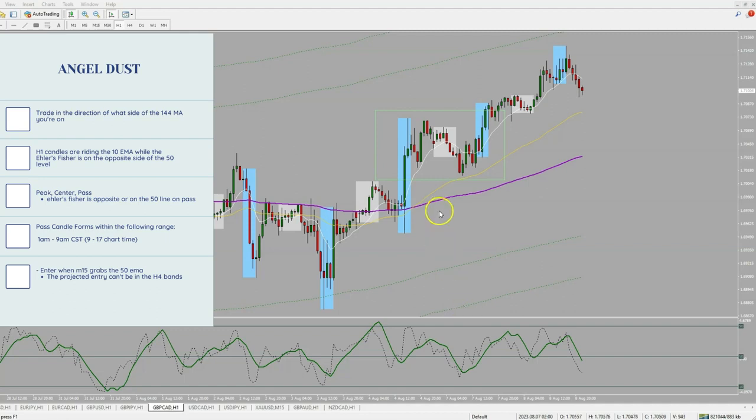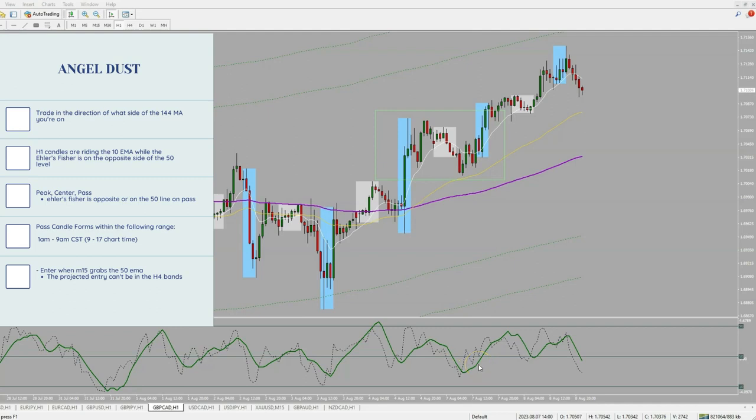All right, so the next rule, we want H1 to be coasting along the 10 EMA, that's my white line, while at the same time, the Ehlers Fisher, that's the bold green line down here at the bottom, is below the 50 level. So we've got a 90 level, a 50 level, and a 10 level down here. We're only concerned about the middle line, that 50 level. So if we're buying and the H1 candles are coasting along that 10 EMA, you want this to dip down below the 50. Once you see that, you want to start looking for angel dust.